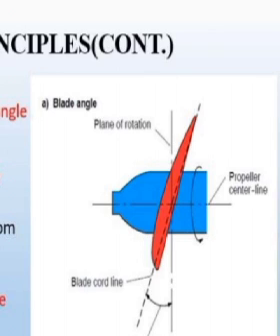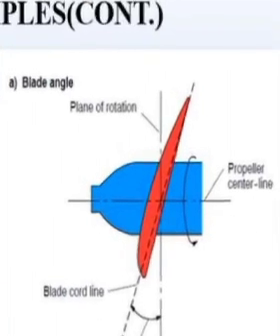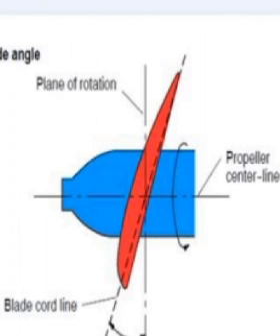And the chord line of a propeller blade: remember we spoke about the parts of the propeller, the leading edge and the trailing edge. An imaginary line drawn from the leading edge to the trailing edge is called the chord line. So an angle formed between the chord line and the plane of rotation is called the blade angle.